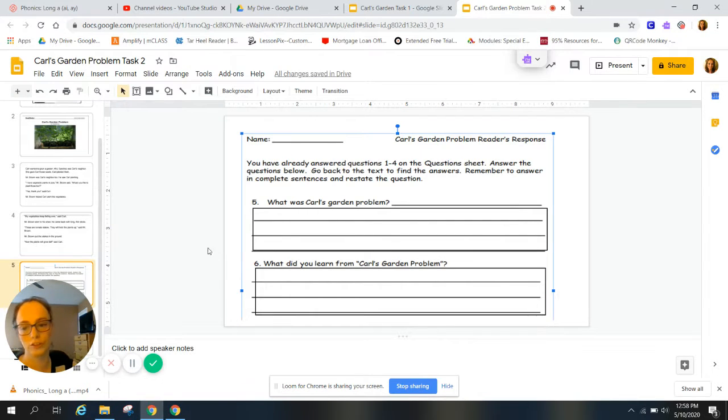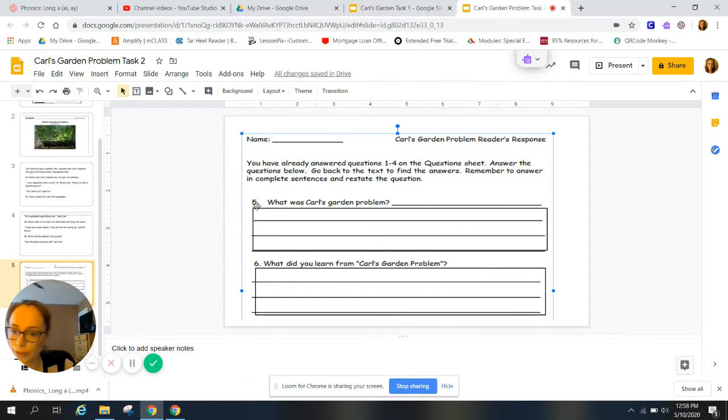Let's read the directions first. You have already answered questions 1 through 4 in the questions sheet. Answer the questions below. Go back to the text to find the answers. So remember, we're going to look back in the text and remember to answer in complete sentences and restate the question. When we write in complete sentences, we need our capital or period and spaces in between those words.